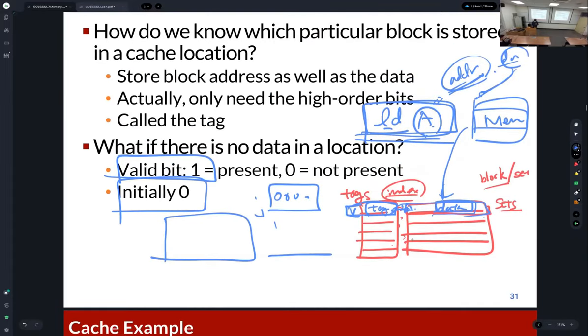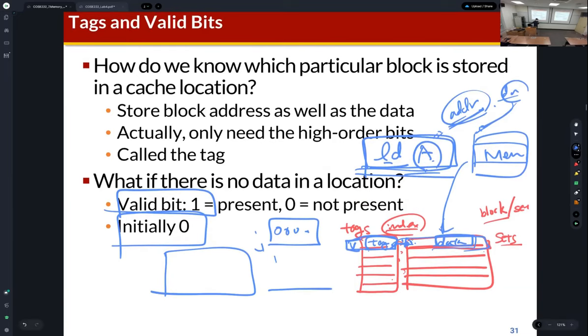Okay, so these valid bits are initially zero, which means that the cache does not have any valid data. Okay, the cache does not have any data. So initially the cache is empty, and then when the load instruction or store instruction is executed, the data is transferred between the register file and memory. So when the data is transferred between the memory and register file, this data is automatically stored in the cache. Okay.